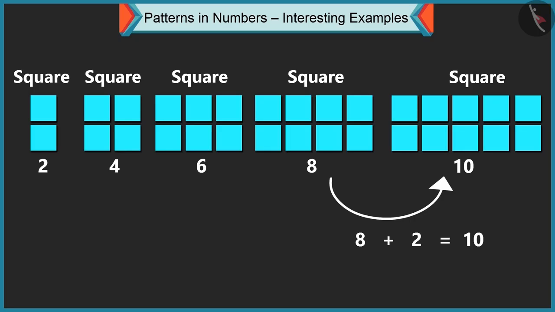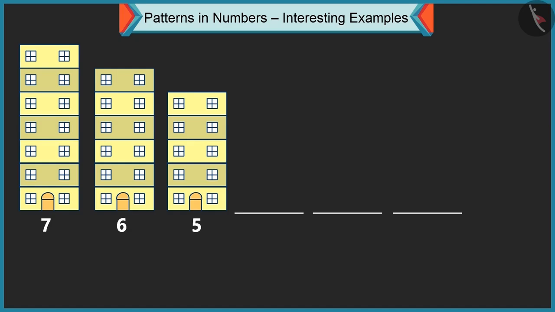Children, let us see another pattern. See, this pattern is made of buildings. Now tell me, how many floors are there in the first building? The first building has 7 floors. And how many floors are there in the second building? The second building has 6 floors and the third building has 5 floors.